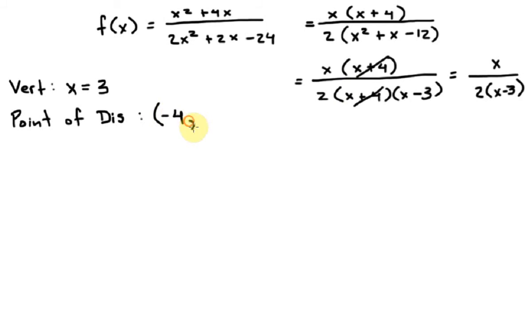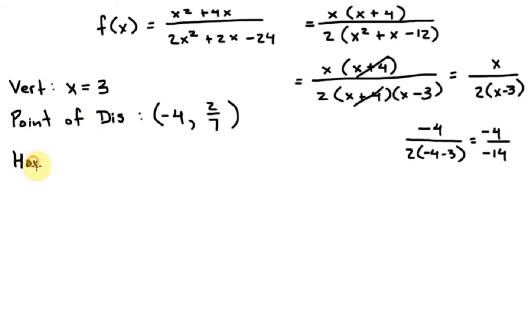And that hole is right here when x is negative 4. Okay, so when x is negative 4, all I've got to do now is figure out the y that corresponds to that. Now, how you get that is you go to this part of your function where we already canceled off the troublesome x plus 4. So if I plug negative 4 in for x, let's see what we get here. 2 times negative 4 minus 3. So this looks like negative 4 over 2 times negative 7, or negative 14, and that would simplify down to 2/7. All right, so we did the verticals, did the point of discontinuity.